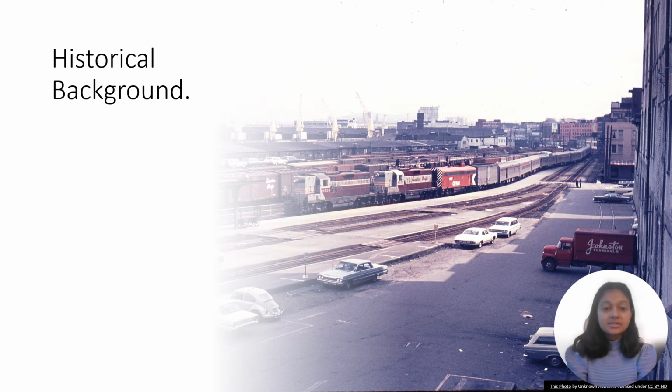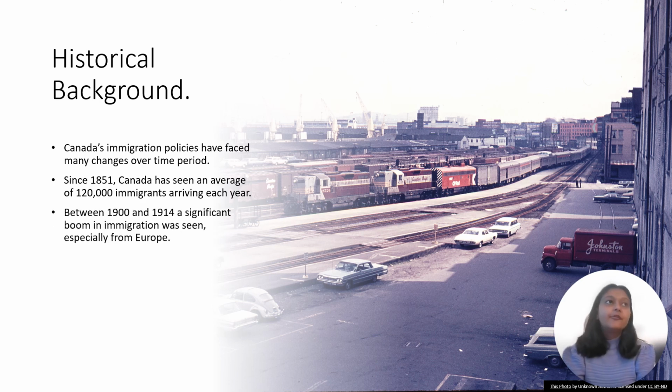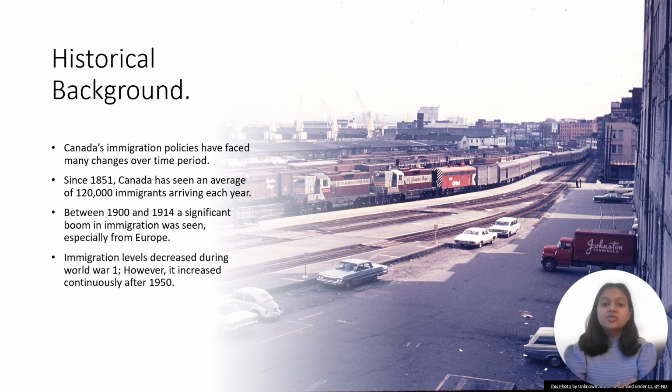So, what was the historical background? I would like to talk about that briefly. There have been lots of ups and downs in Canada's immigration policies over time. The average number of immigrants has been approximately 120,000 from 1851. However, from 1900 to 1914, a significant boom in immigration was noticed. The majority of immigrants were from Europe.